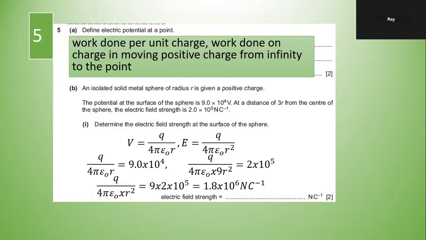Yeah, about the same. I just take the 9 over there, that's all. Use this equation. Take the 9 over there. You want the electric field at the surface there, so it's 9 times that. You get that.